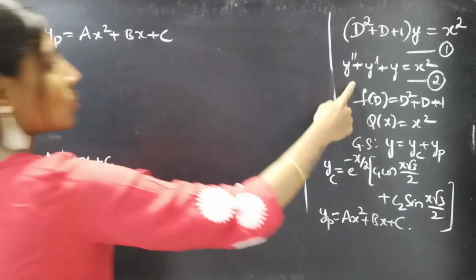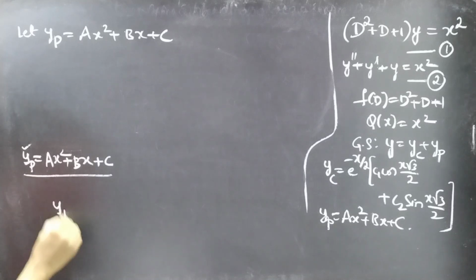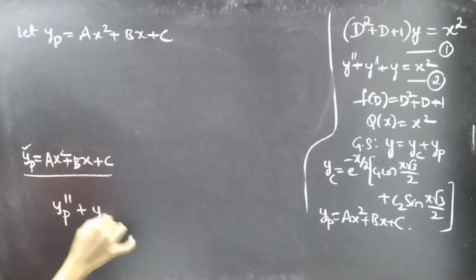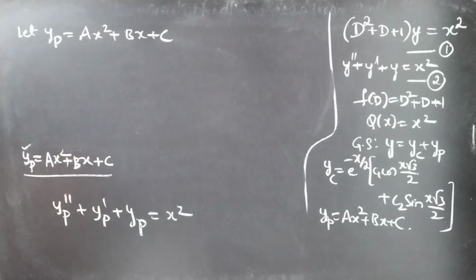Fine. This equation was y, y dash and y double dash. Or we can just write the given differential equation as yp double dash plus yp dash plus yp, because we have picked yp such that it satisfies the given equation. It satisfies is nothing but we can just substitute. So here we are having yp dash and yp double dash. Already we have yp, but we need to find yp dash and yp double dash in order to substitute in the given equation.